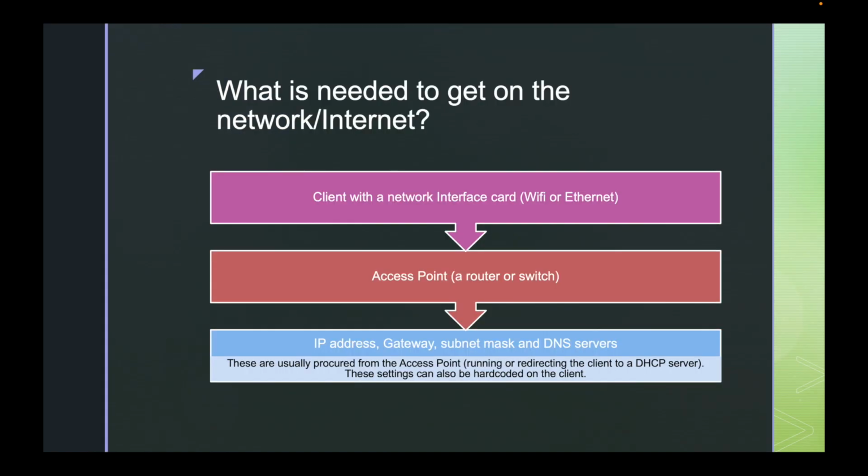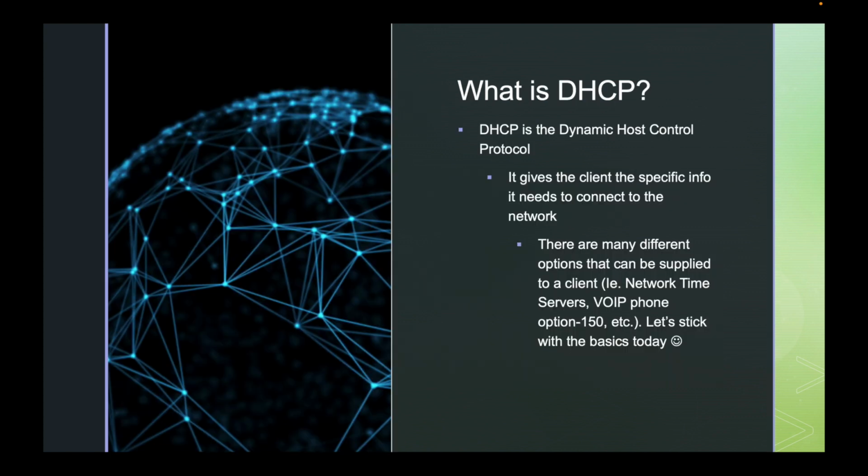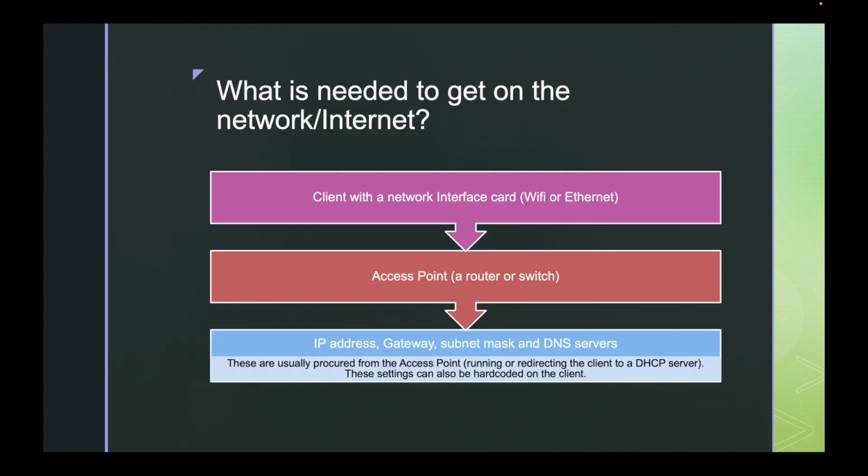So what do you need to get on the internet in general? Well, you need a client, like a phone with Wi-Fi, or perhaps a laptop with Ethernet or Wi-Fi. Then you connect to an access point, which is like a router switch. You may have one at home, a wireless router. And then what you get back from that access point is an IP address, a gateway, a subnet mask, and a DNS server. Now you can hard code these on your devices, but we're talking more about when you're just a phone out somewhere and you want to connect. So that is it. Sorry, I kind of skipped over this last part.